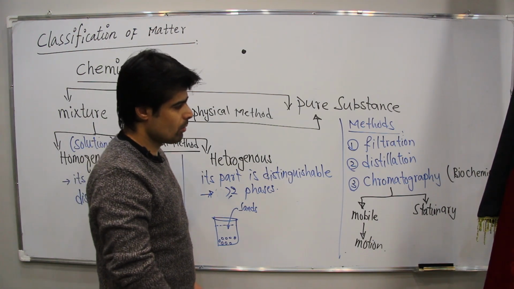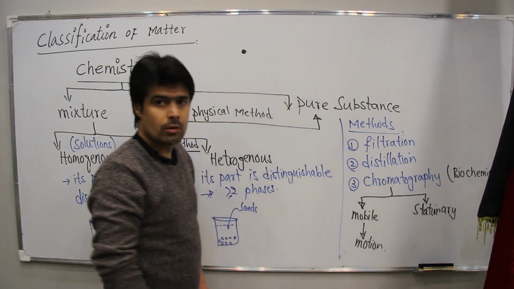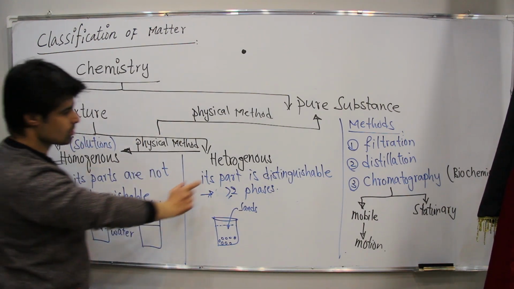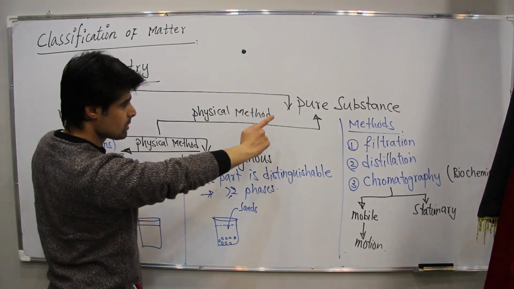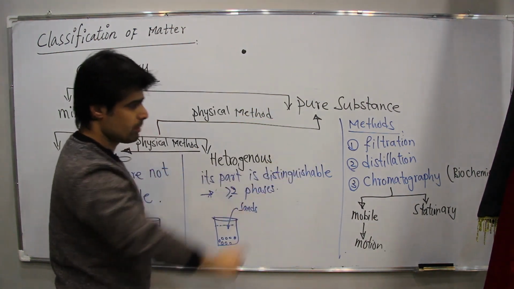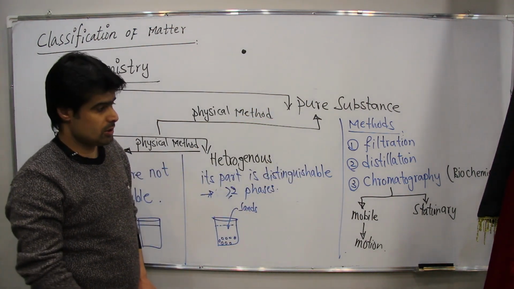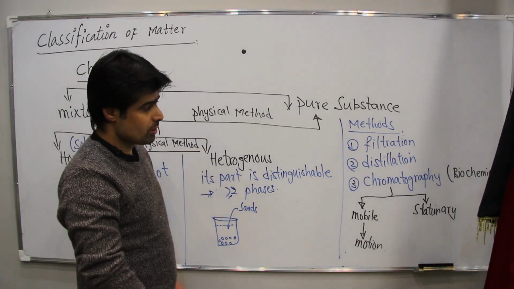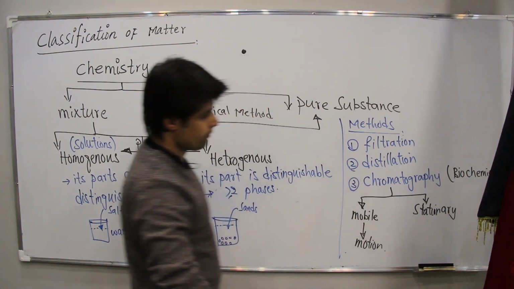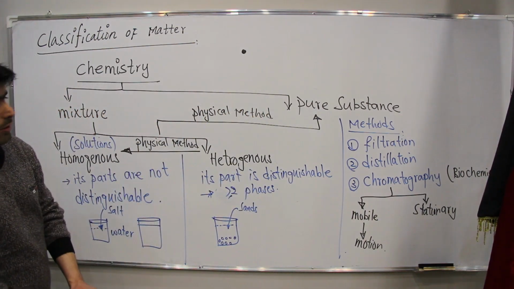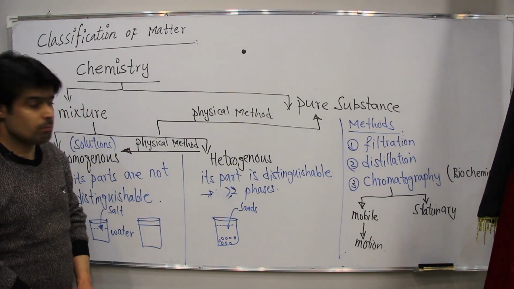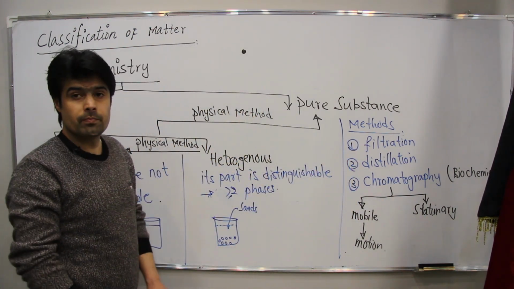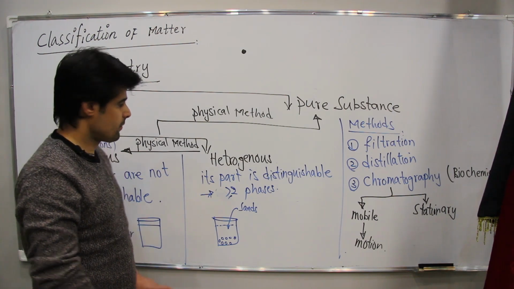I'm not talking about its system, but the methods that we can use to change a homogeneous or a heterogeneous mixture to a pure substance. We can define these methods: filtration, distillation by giving heat, evaporation, and also chromatography. Generally, we use chromatography in biochemistry, but these are physical methods. Now, it's finished.